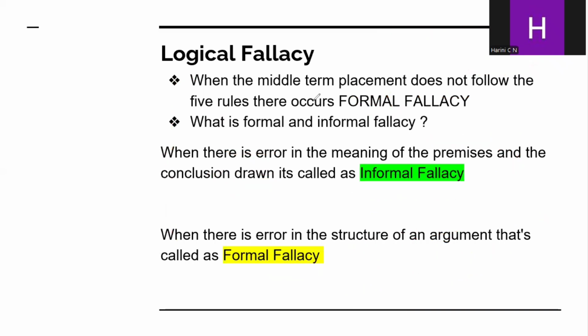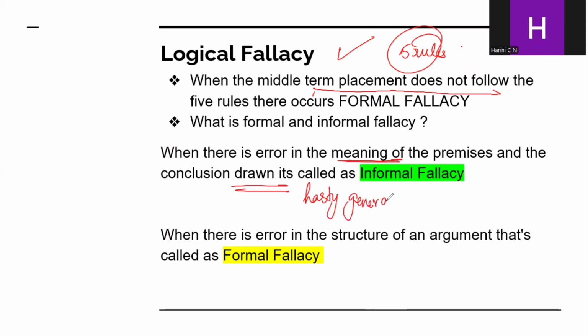So, like I mentioned, a logical fallacy occurs when the middle term placement does not follow the 5 rules which we learned in the previous slide. What is the difference between formal fallacy and informal fallacy? Informal fallacy occurs when the meaning of the premises or the conclusion drawn is irrelevant or doesn't make sense. For example, the Western logical fallacies like hasty generalization and red herring belong to informal fallacy.